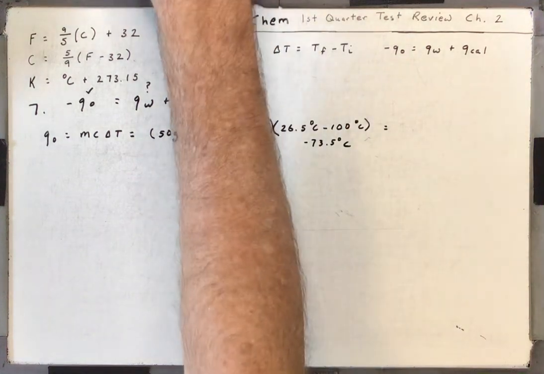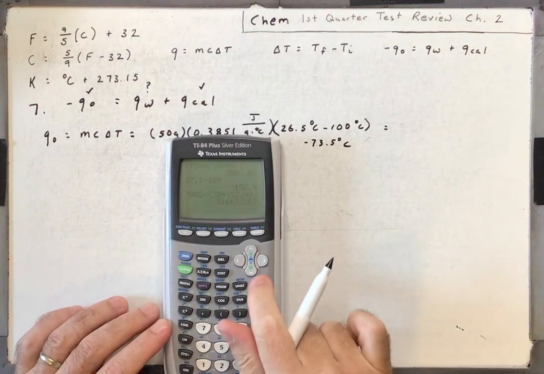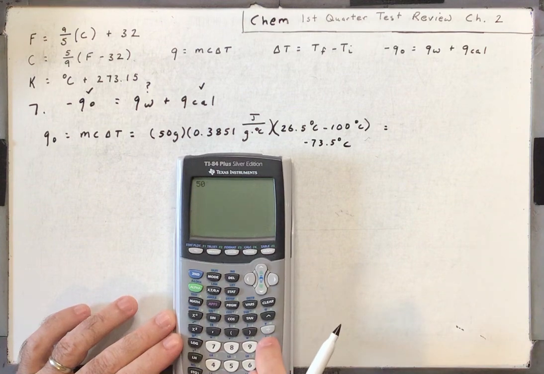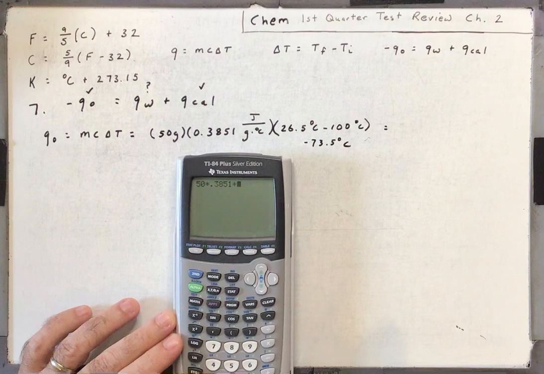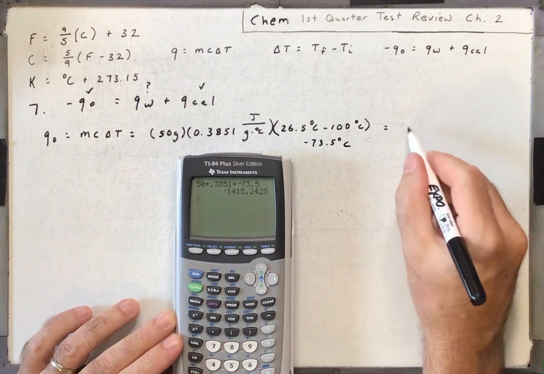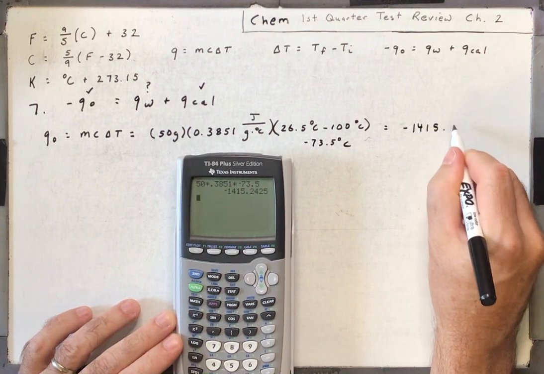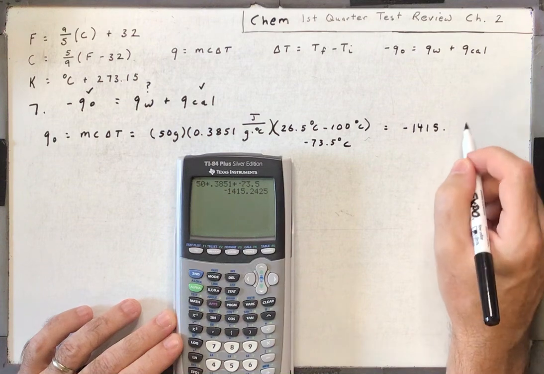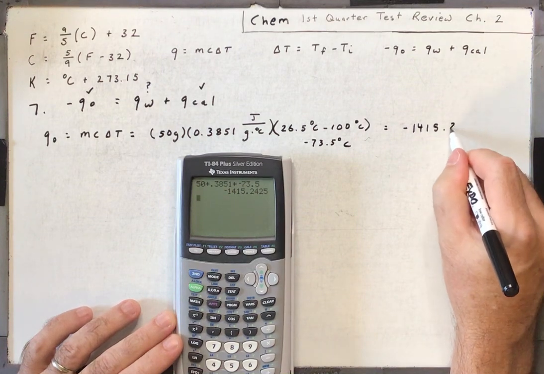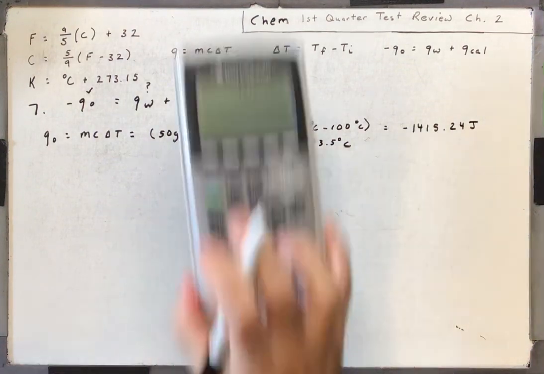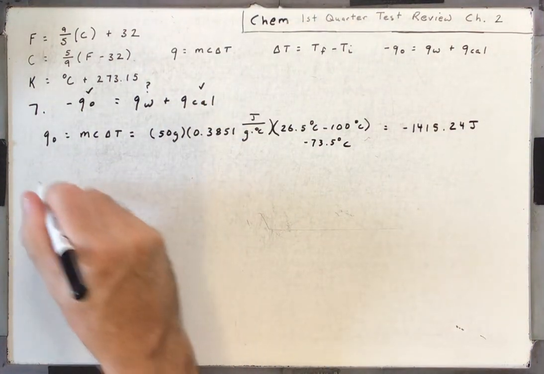So I went ahead and did that in my head. You don't have to. You can do it in your calculator. So what I've got is 50 times 0.3851 times negative 73.5. And that is negative 1415.24. And that's the Q of the object. Let's get the Q of the calorimeter.